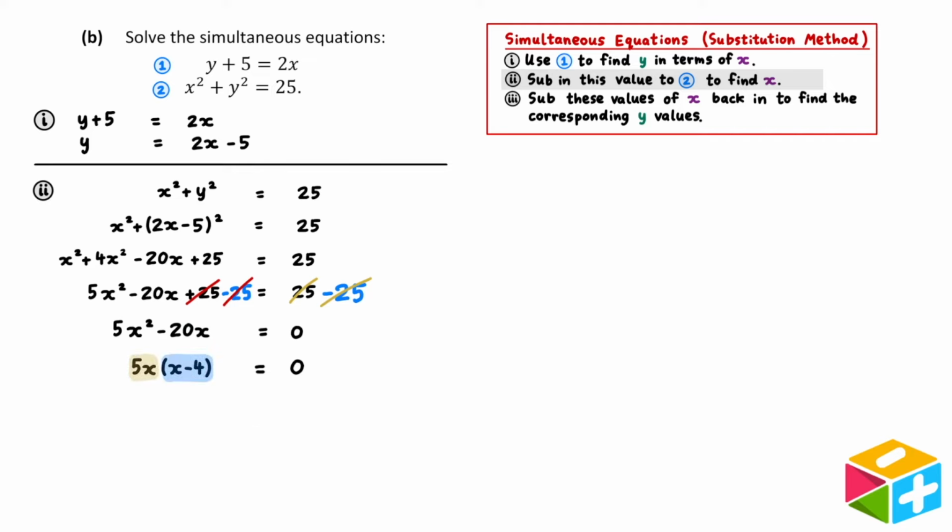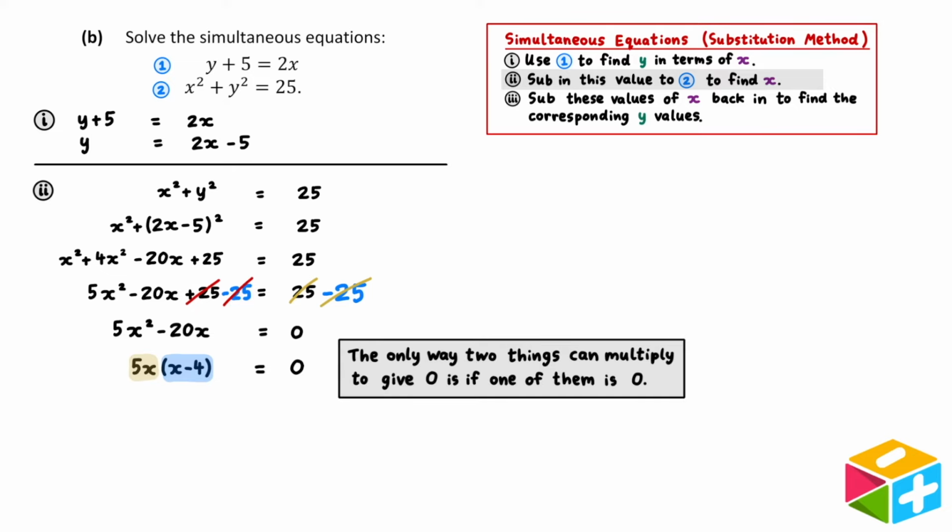We now have an equation where two terms are multiplying together to give 0. And the only way two things can multiply together to give 0 is if one of them is 0. So there's two cases. Either 5x is equal to 0 or x minus 4 is equal to 0. We can solve for x in both of these situations.